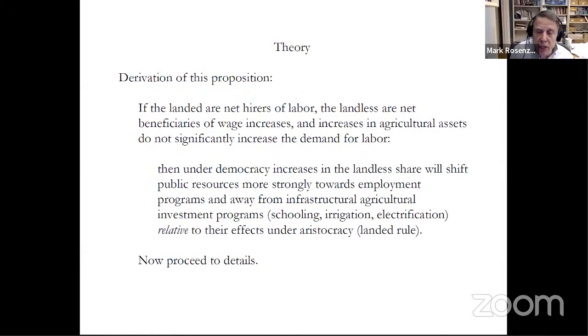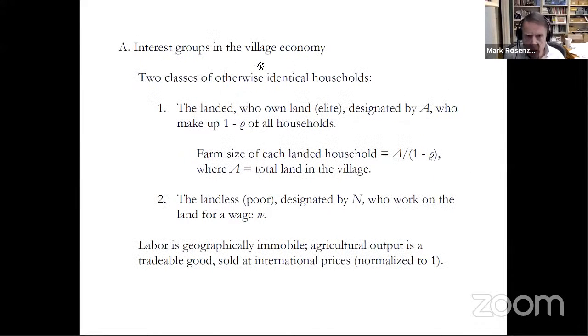Okay. So let me tell you what the end result of the theory is, the proposition we're going to get from the theory, which is that under the conditions in which landed households are net hirers of labor, the landless are net beneficiaries of wage increases, and increases in agricultural assets do not increase the demand for labor, all of which we're going to test with data. Then we can show that when there's a shift to democracy and the landless are in the majority, as opposed to not in the majority, there's going to be a reduction compared to the autocratic regime in investment in agricultural assets and in schooling and in electrification, and a relative increase in employment. So now we'll look at what the theory is and what the issues are.